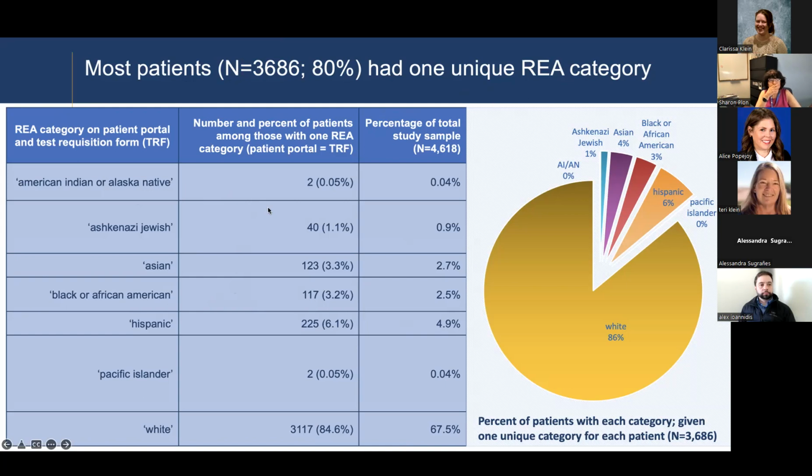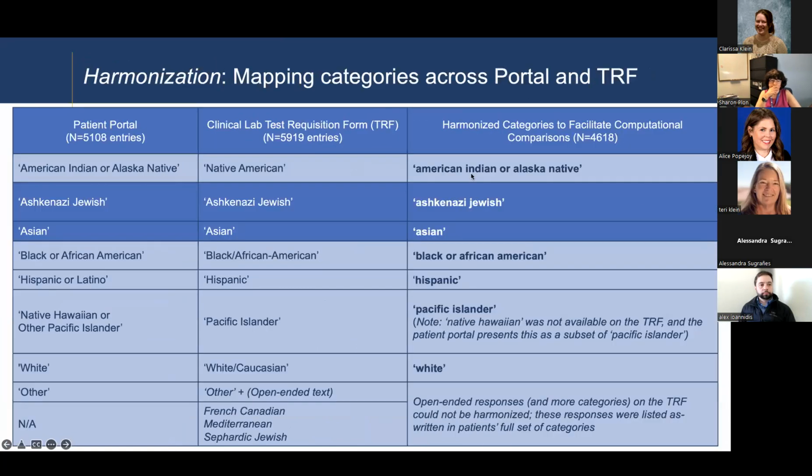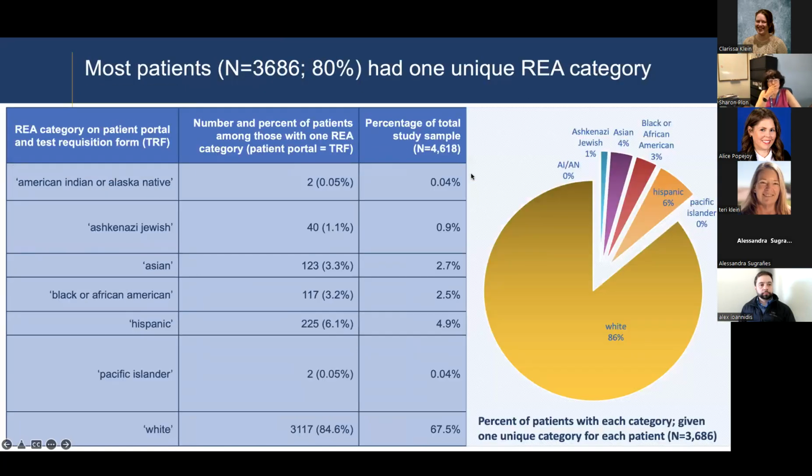So in this case, these are people who just had one category total, and they matched between the test requisition form and the patient portal. So here's what they are, and then these are our numbers and then percentages. And this pie chart is among the individuals who just had one category. So not 86% of the full sample is white, but 86% of those with one category identified as white. And you can see the breakdown of the other categories here as well.